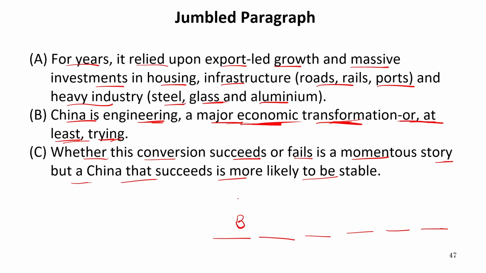Now let us look for the link of this sentence. For years, it relied upon export-led growth and massive investment in housing, infrastructure, roads, rail, ports, and heavy industry, steel, glass, and aluminium. It means this is a modification that has taken place, but for years it had been trying something else. It means this can link the sentence. Whether this conversion succeeds or fails, it is a momentous story, but a China that succeeds is more likely to be stable. Now, this cannot be the link sentence with B. Now, let us move to the next one.